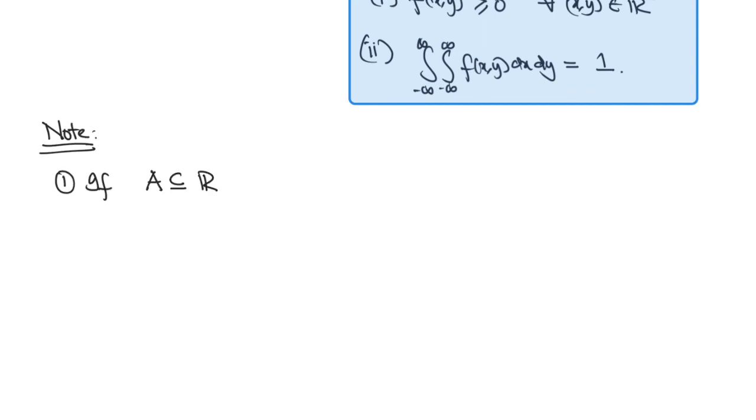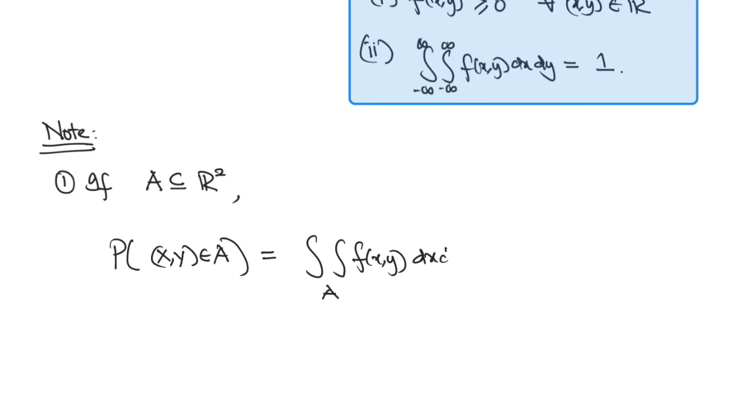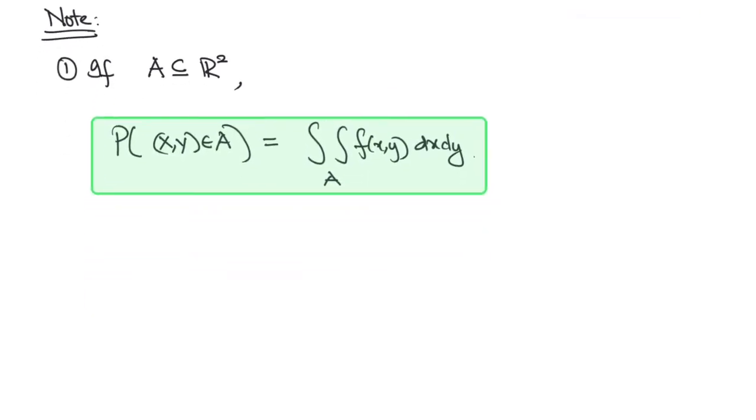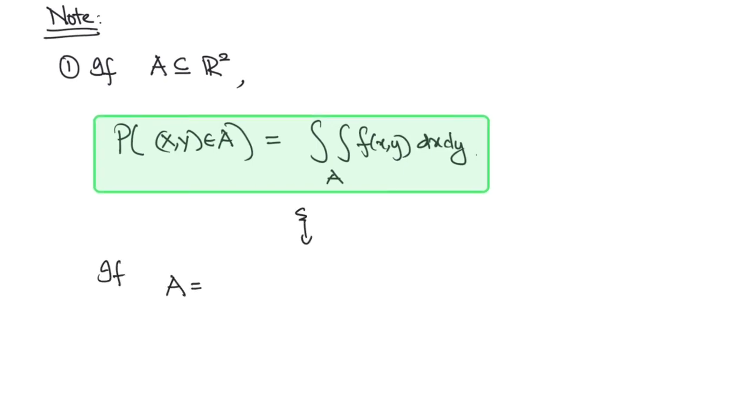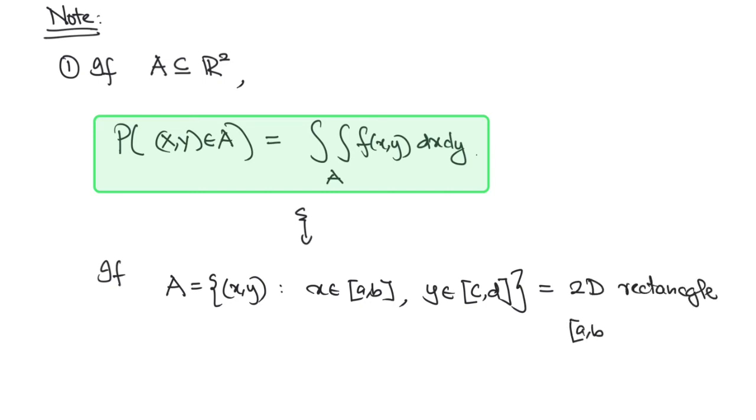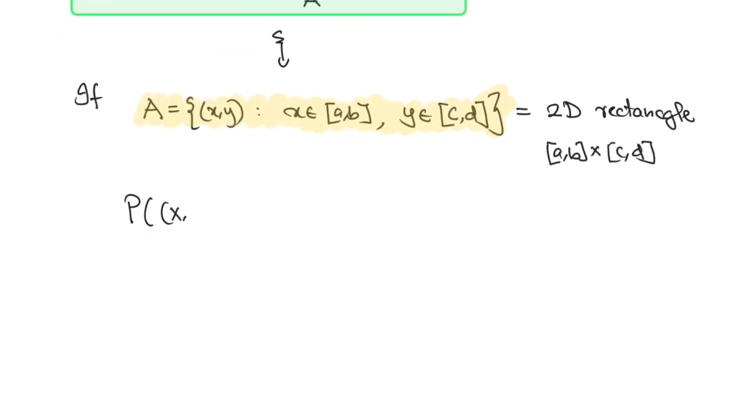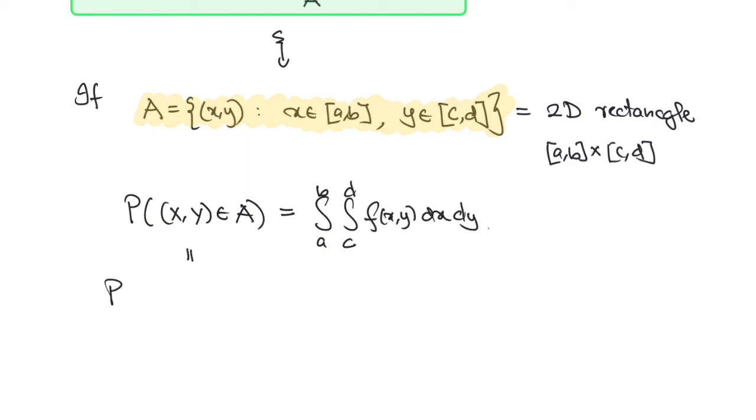Note that if we have any event A inside the joint sample space that is R2, the probability that the random variable (x,y) lies inside the event A is going to be equal to the area integral over A of the density function f(x,y). If A were a rectangle, that is the closed interval [a,b] cross the closed interval [c,d], then the probability that the random variable x lies between a and b and the random variable y lies between c and d is exactly going to be the double integral of f(x,y) over the closed rectangle A.